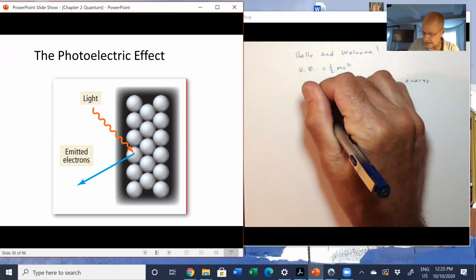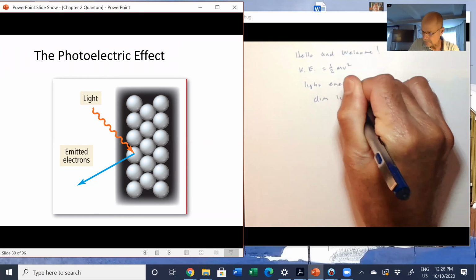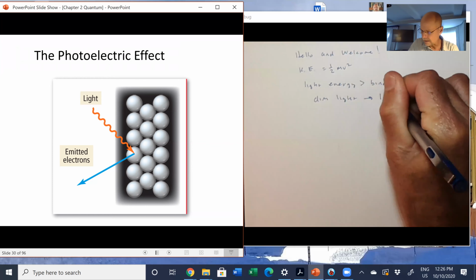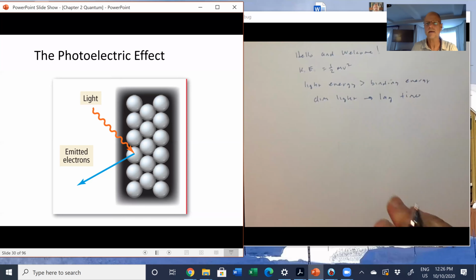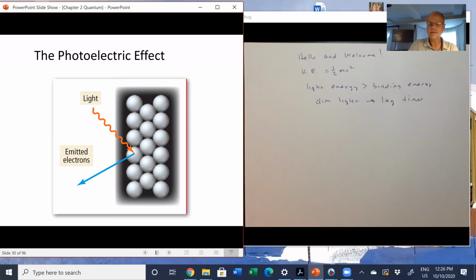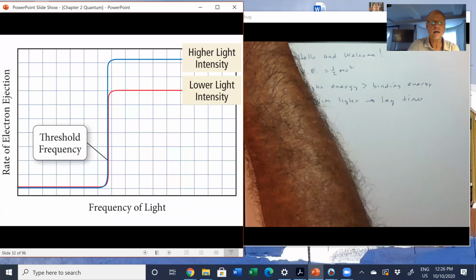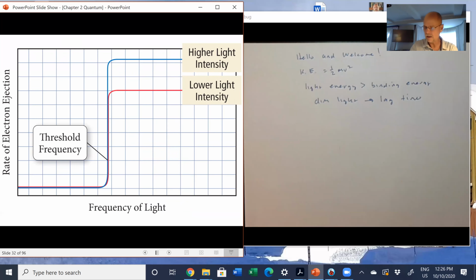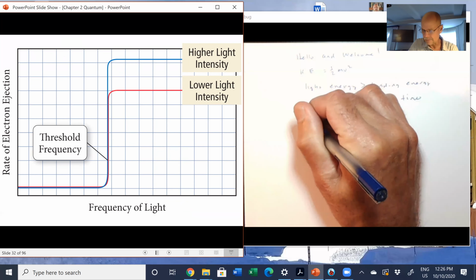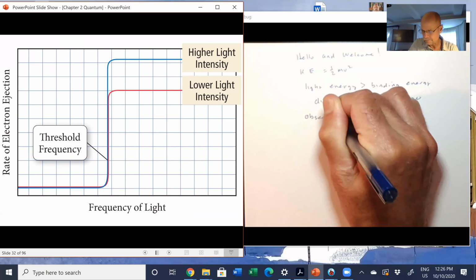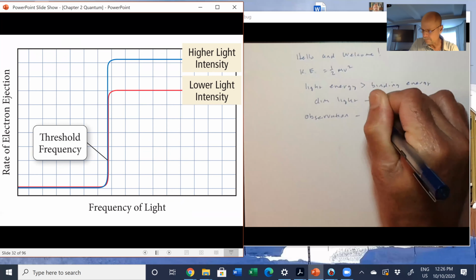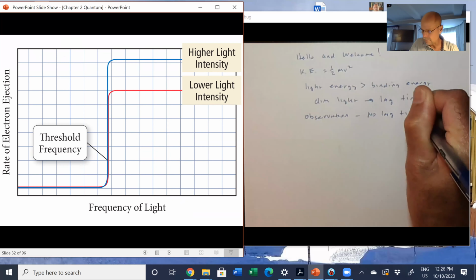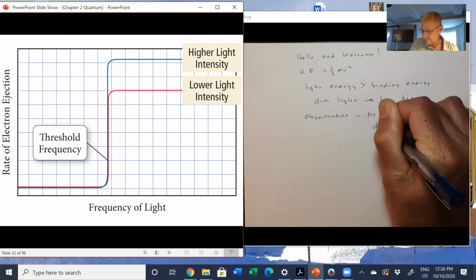So for a dim light, they expected what they called a lag time, right? It took a while for enough energy to build up to kick off the electron. When they actually did the experiment, what they discovered was something quite a bit different. First of all, with the dim light, there was no lag time.